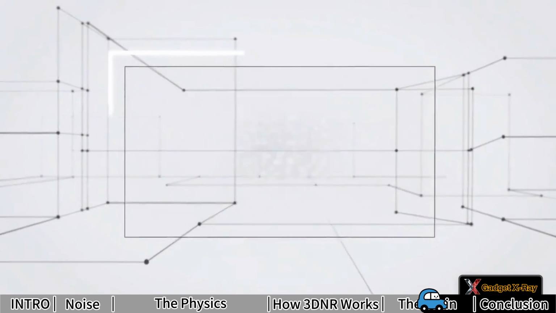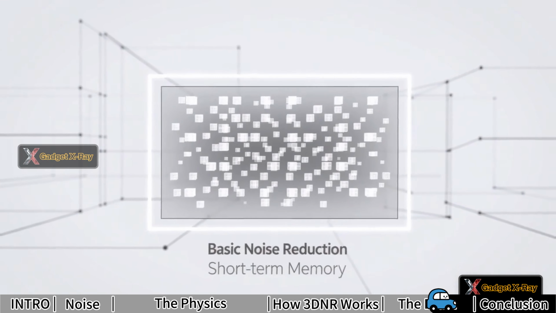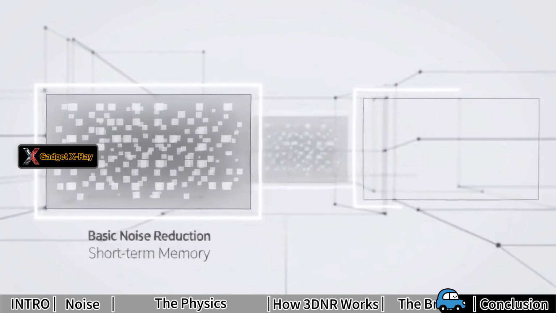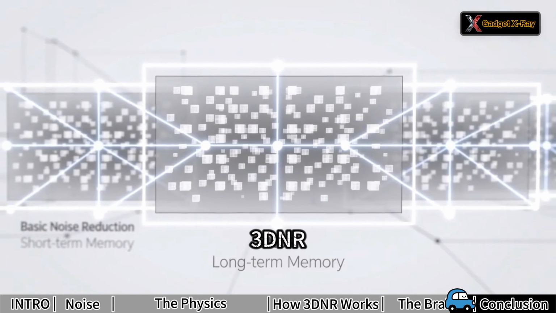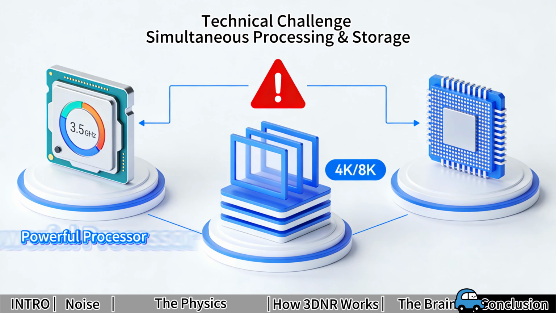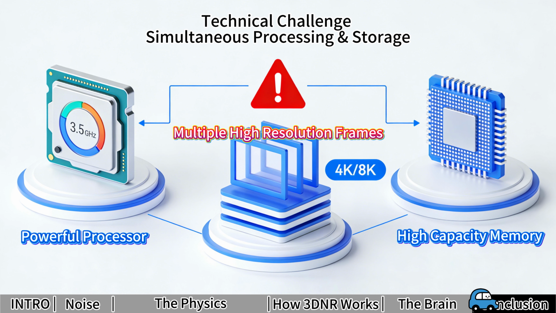This analogy really explains it perfectly. Your basic, simple noise reduction, that has short-term memory. It only looks at the pixels inside a single frame to try and smooth things out of it. But 3D NR needs long-term memory. It has to hold multiple full-resolution video frames in its processing brain to be able to compare them all. You need a powerful processor to run the algorithm itself, and you need enough memory to actually store multiple high-res frames at once. It's a really heavy technical lift.